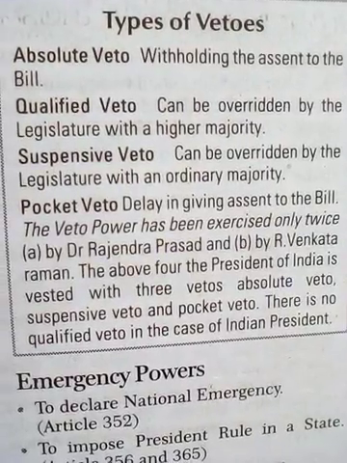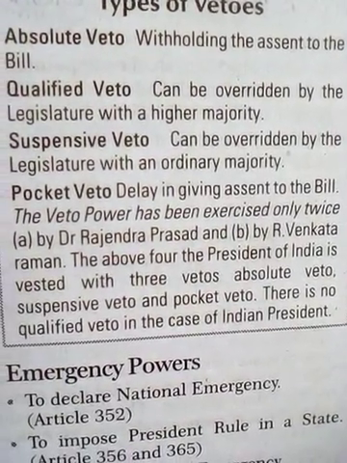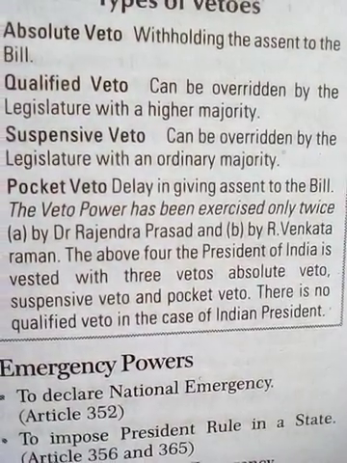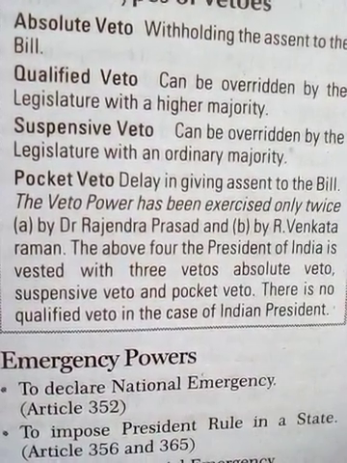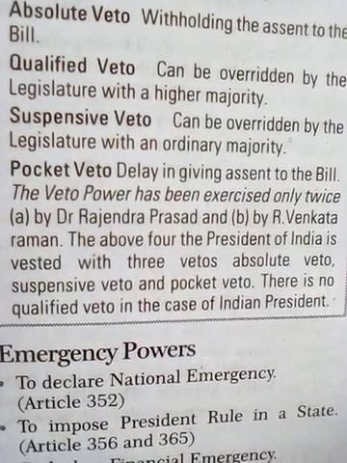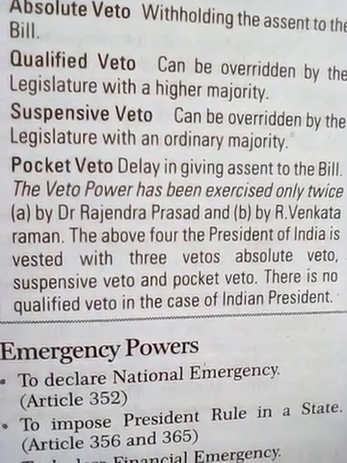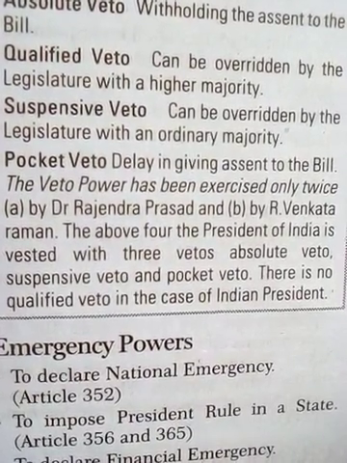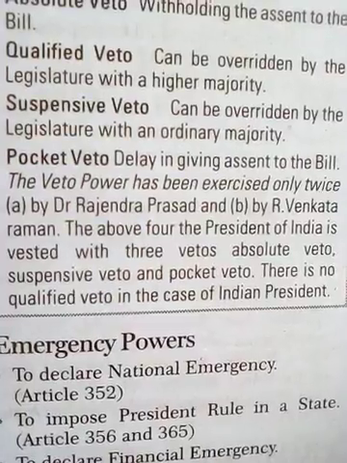Types of vetoes. Absolute veto, withholding the assent to the bill. Qualified veto can be overridden by the legislature with a higher majority. Suspensive veto can be overridden by the legislature with an ordinary majority. Pocket veto, delay in giving assent to the bill. The veto power has been exercised only twice.